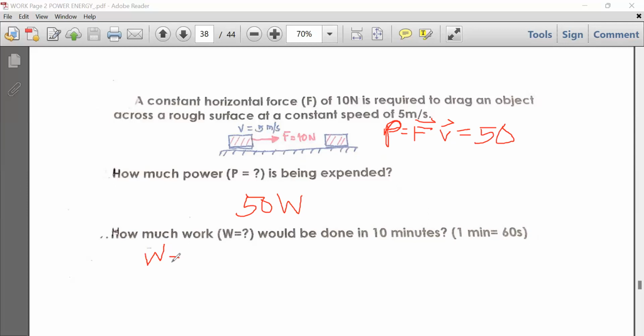What formula are we going to use here? The time is 600 seconds, which is 10 minutes. Remember that power is work over time.